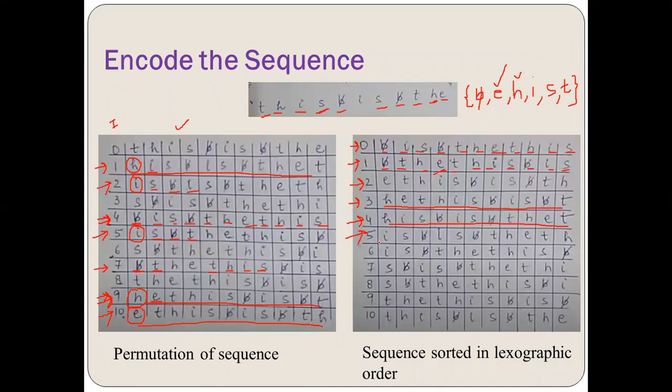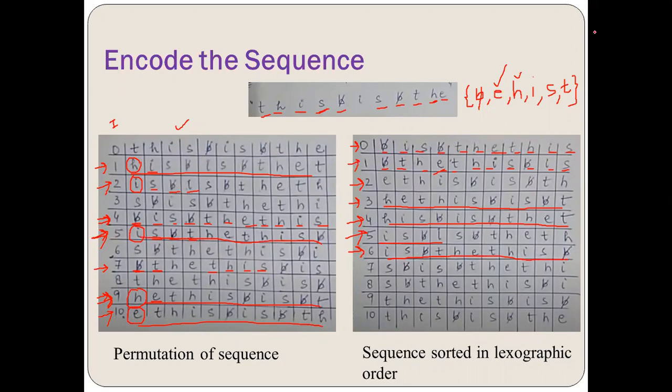Same sequence, complete. And the 5th one at the 6th position. That is I, S, B bar, T, H, E, T, H, I, S, B bar.